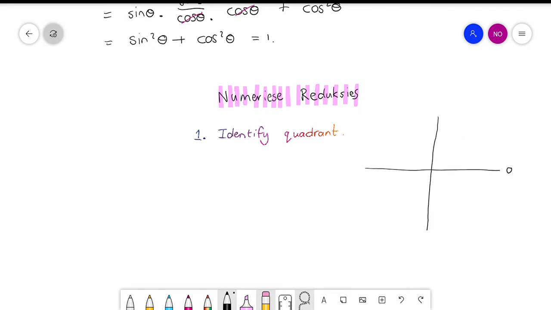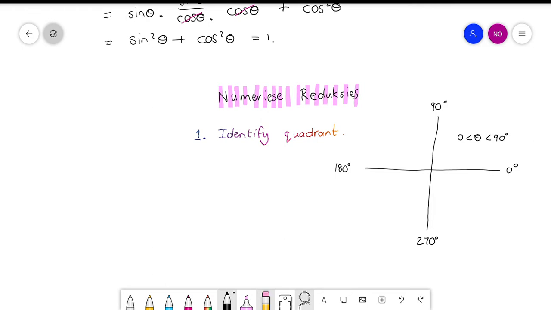So remember 0, 90, 180, 270. So any angle that lies between 0 and 90 is going to be there. Any angle between 0 and 90, I just want to take those as quadrant 1.